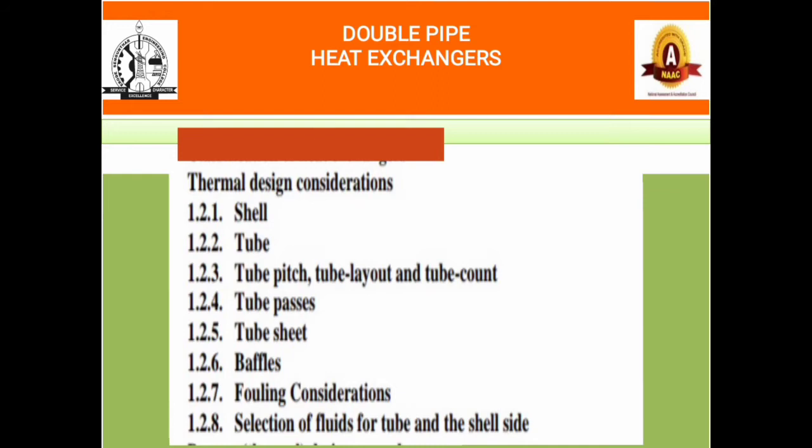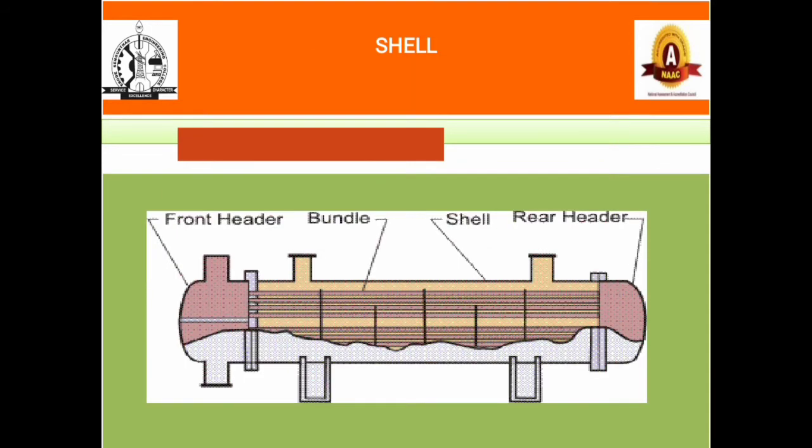The thermal design consideration for a heat exchanger. So thermal design consideration consists of shell, tube pitch, tube layout and tube count, tube passes, number of passes, the types of tube sheet, baffles placed inside the tubes, fouling consideration, and selection of fluids for tube and shell side. So now let us see what is shell.